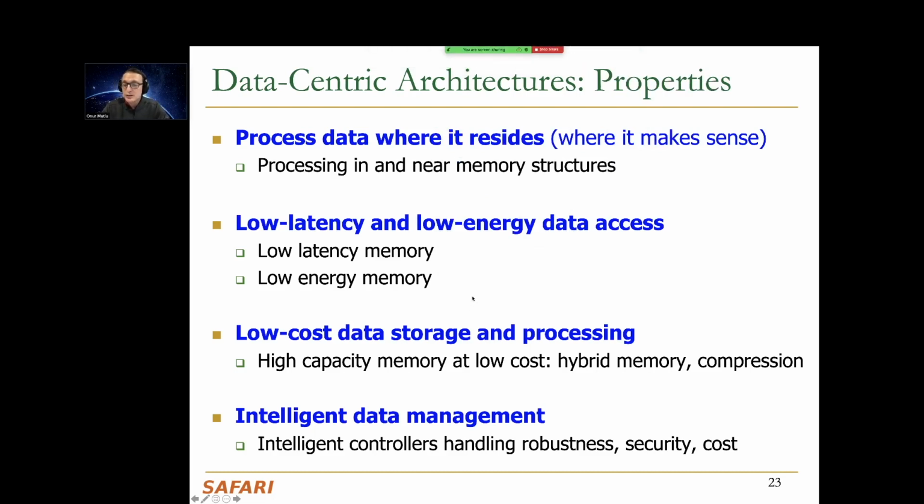Third, low-cost data storage and processing. I think this is very important. I'm not going to talk a lot about it, but this will cause a lot of problems going into the future as well because of the technology scaling issues.